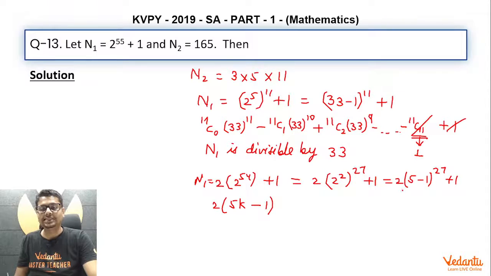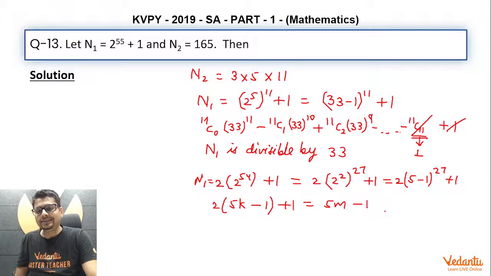So it will be 27C27, which is 1, multiplied by minus 1 to the power 27, which is minus 1. 1 multiplied by minus 1 is minus 1, and that's exactly what we have written here. And 2 in product comes as it is. So now what you are essentially getting is 5k multiplied by 2, you may say 10k. And 10k I may write as, let's say 5m, because I'm taking 2k as m. And what you are getting is minus 1.